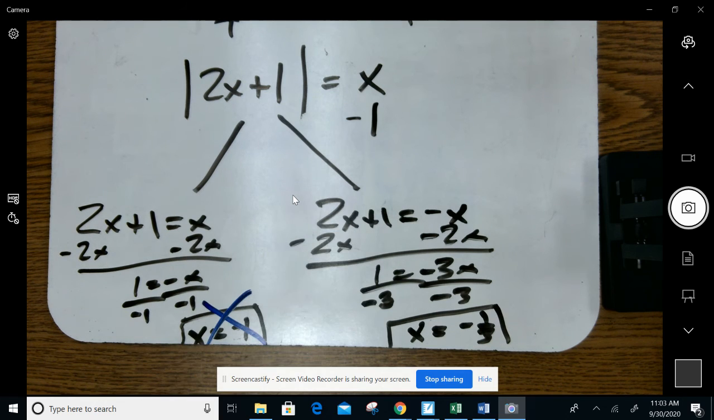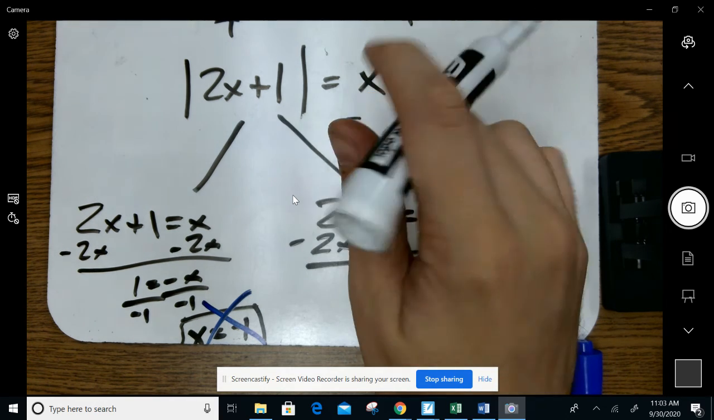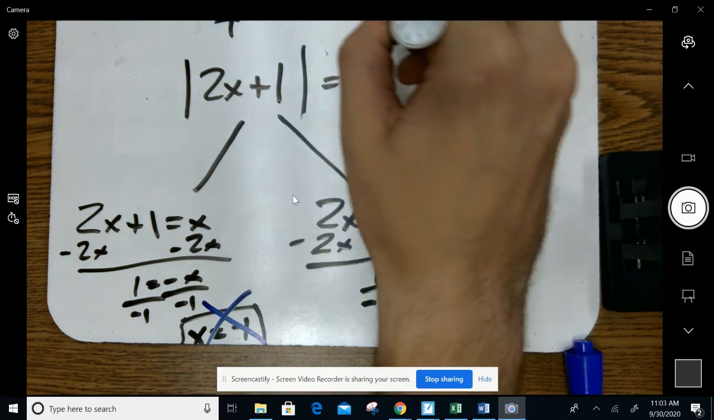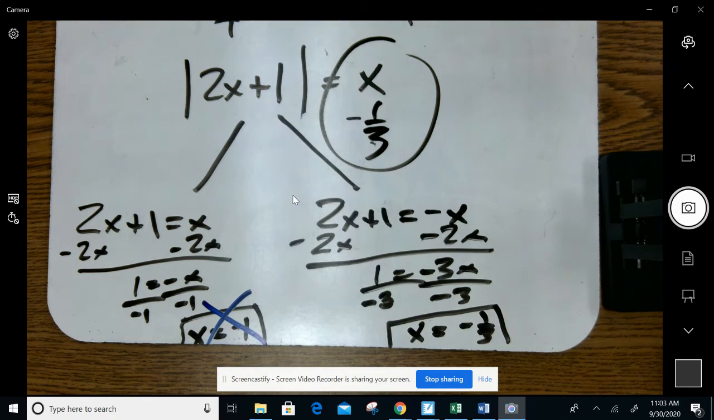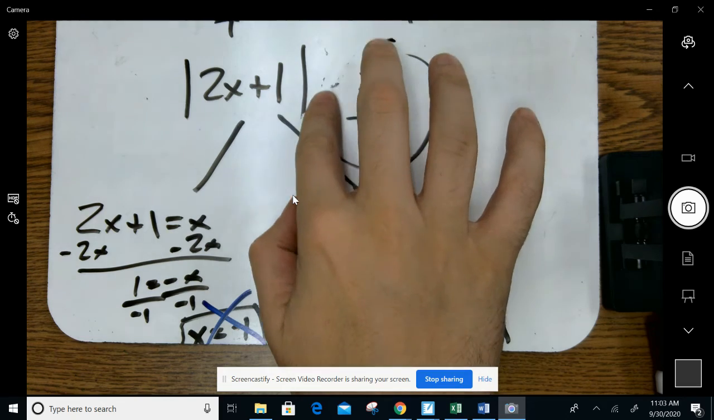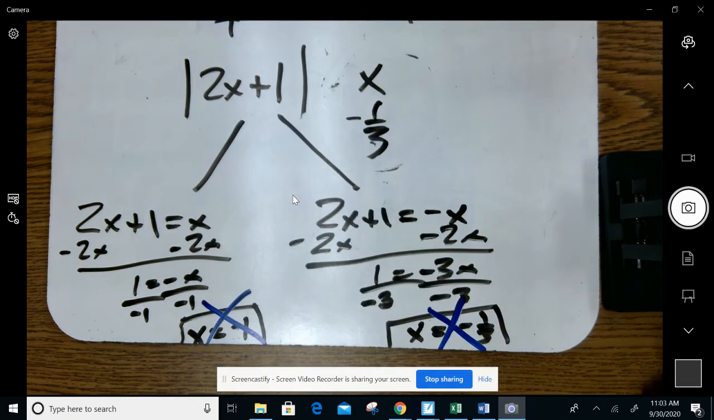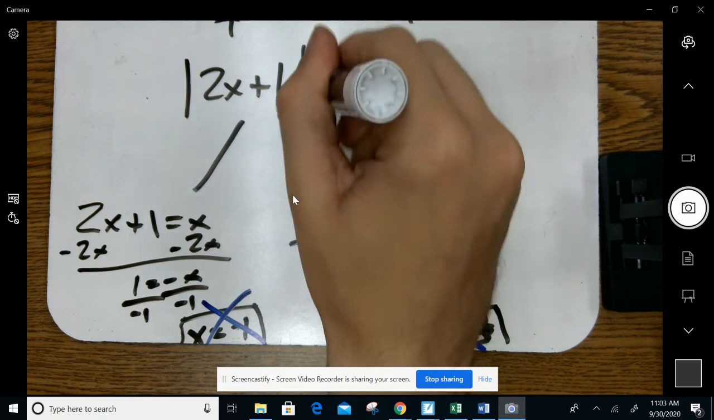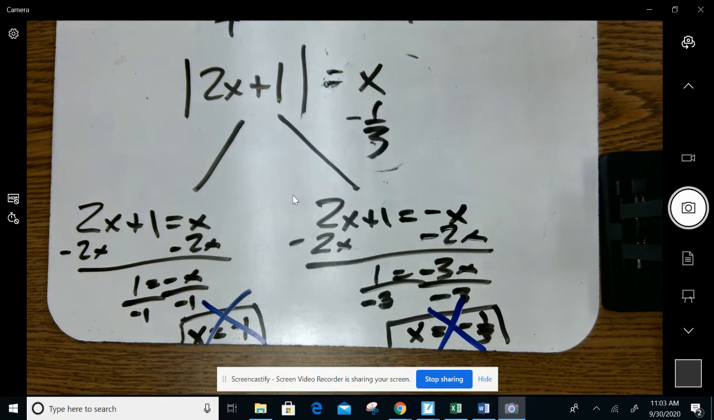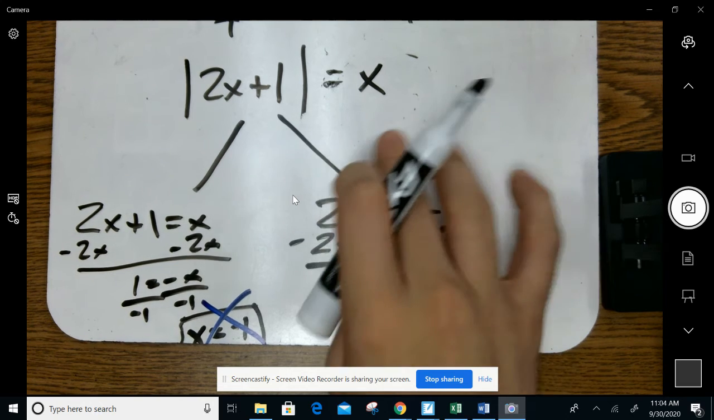And actually, we plug in negative 1/3. That also makes this side negative. So this is not a solution. So actually, this has no solution. Now, if this does happen to you, the example that you're going to do below this video will have one solution, I believe. This doesn't happen very often, but anytime that your answer makes this side a negative, it's going to be a problem.